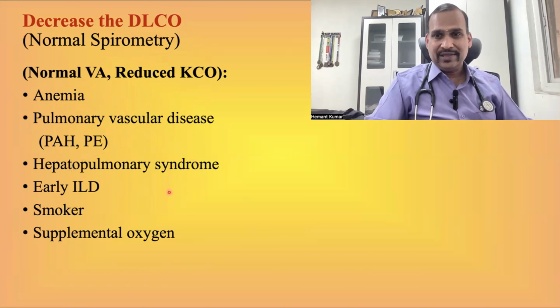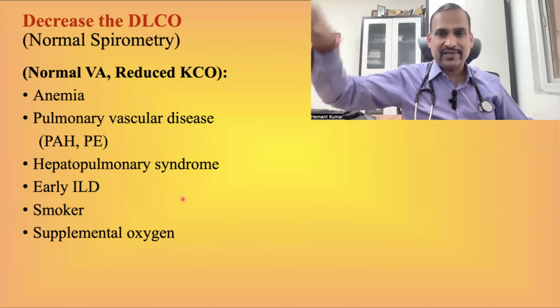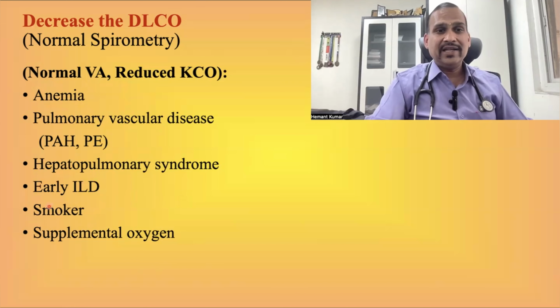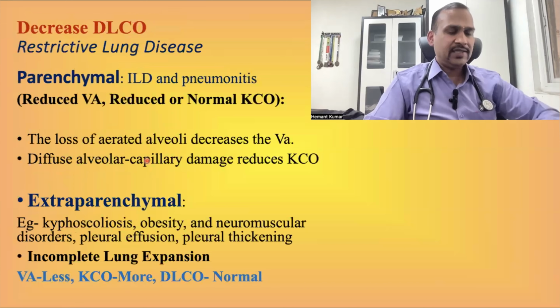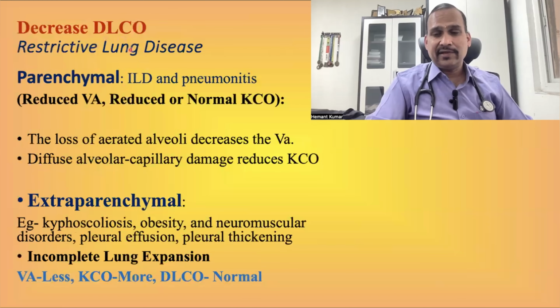Hepatopulmonary syndrome is like a physiological shunt, so blood is not going through pulmonary vessels. Shunting is there. Early ILD: in early ILD, X-ray would be normal, spirometry would be normal, but you will find reduced DLCO because of reduced KCO. Smoker, I have told you the mechanism. Supplemental oxygen will reduce DLCO by reducing KCO. VA would be normal, spirometry would be normal, chest X-ray would be normal. Next, decreased DLCO in restrictive lung disease.